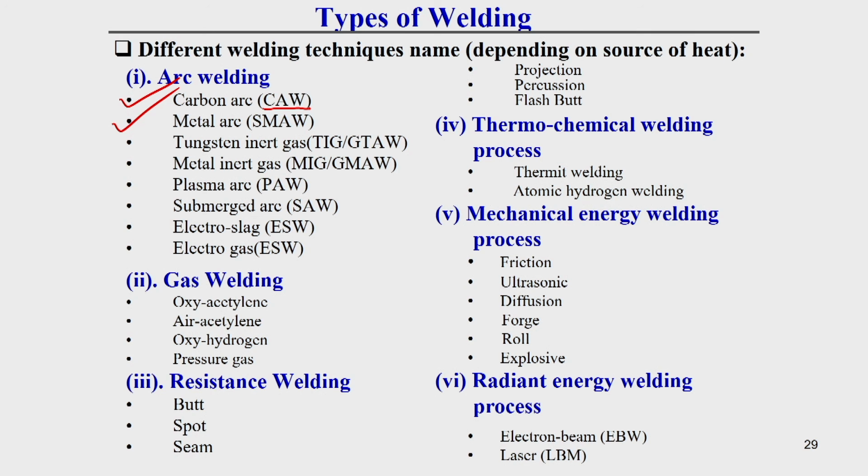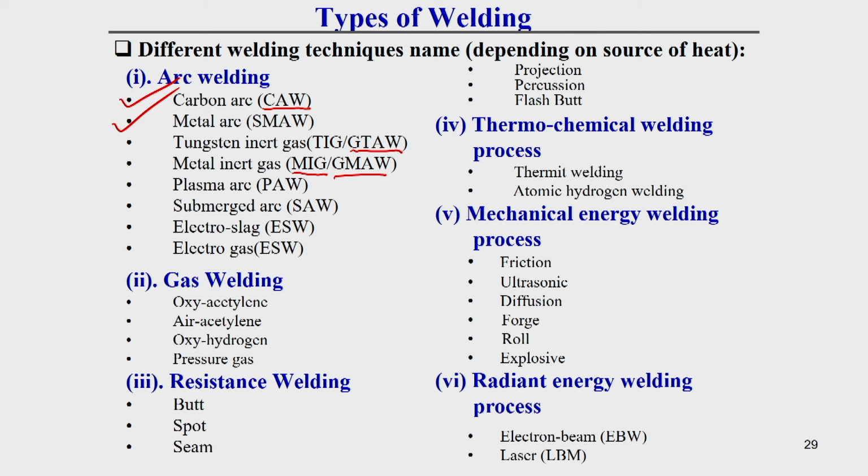Then tungsten inert gas arc welding is also there. Its short form is TIG, that is tungsten inert gas, or it is more popularly used as GTAW, that is gas tungsten arc welding process. Similarly, metal inert gas arc welding process is also represented in short form like MIG or GMAW. MIG means M for metal, I for inert, and G for gas. Now, GMAW full form is gas metal arc welding process.